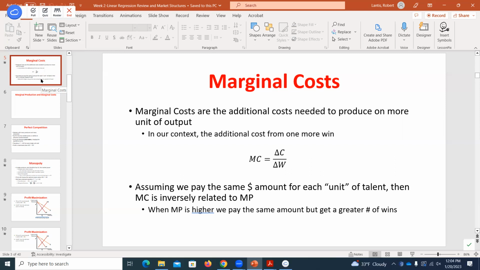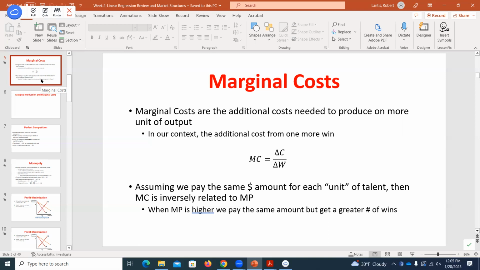Right? I then think about, okay, what if I want to get my second win? Well, there I have to hire the next 3 units of talent, or pay for the next 3 units of talent, just to get that second win. So for my second win, I've got 3 different units of talent. So I have 3,000 as that change in cost from a change in the number of wins that I had.